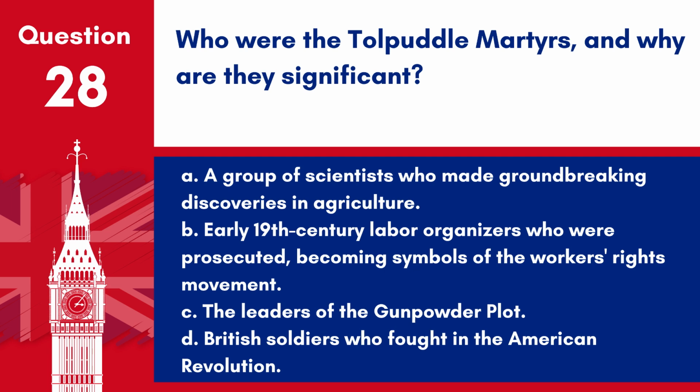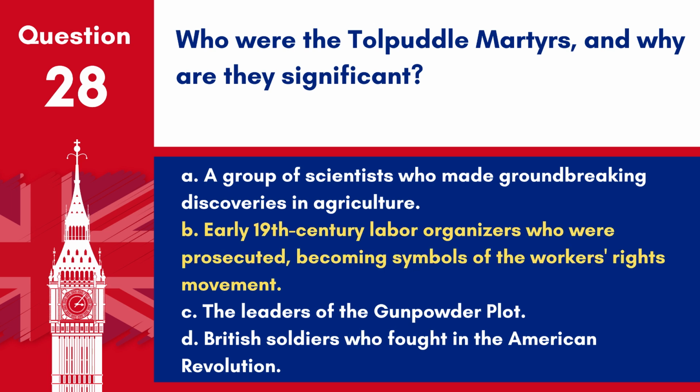Question 28. Who were the Tolpuddle Martyrs and why are they significant? A. A group of scientists who made groundbreaking discoveries in agriculture. B. Early 19th century labor organizers who were prosecuted, becoming symbols of the workers' rights movement. C. The leaders of the Gunpowder Plot. D. British soldiers who fought in the American Revolution.